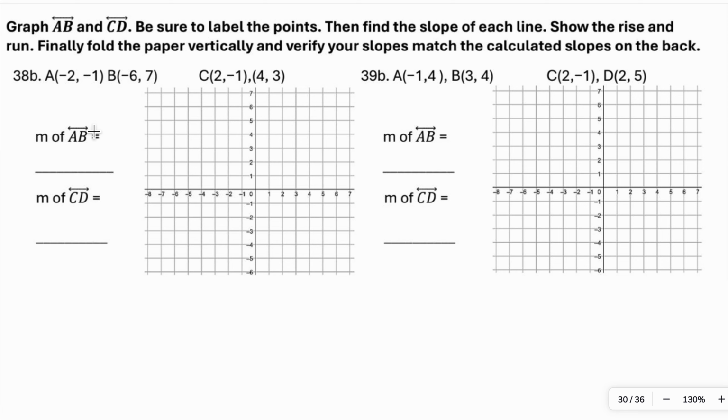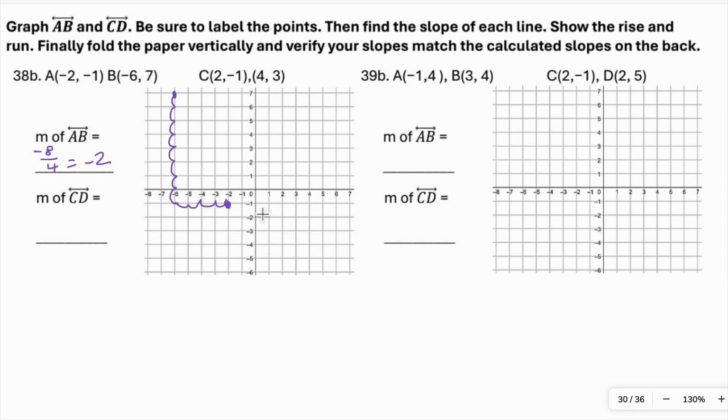So the measurement or the slope of AB. A is -2, -1, and then -6, +7. Okay, and then we're just counting rise over run. So 1, 2, 3, 4, 5, 6, 7, 8 over 1, 2, 3, 4, or -2.